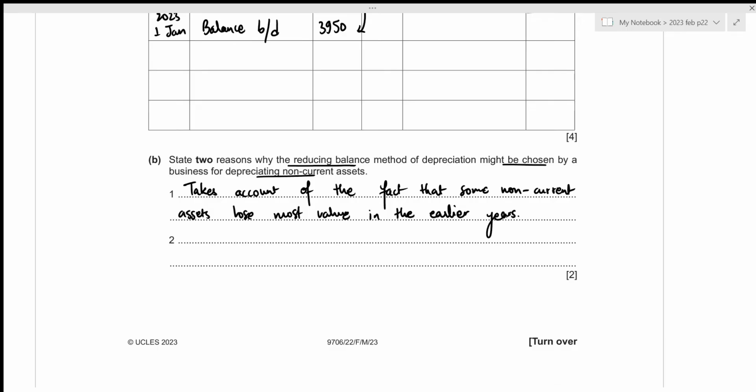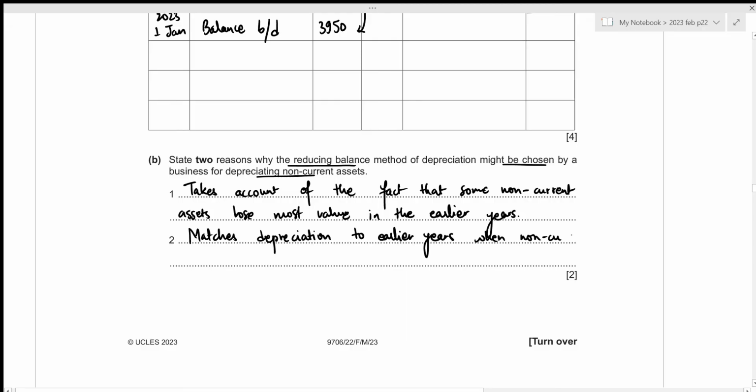Then the second reason could be that it matches depreciation to earlier years when non-current assets provide most benefit to the business, because new non-current assets will provide higher benefits in earlier years as compared to the later years. So that's going to be matches depreciation to earlier years when non-current assets provide most benefit to business. This concludes the second part.